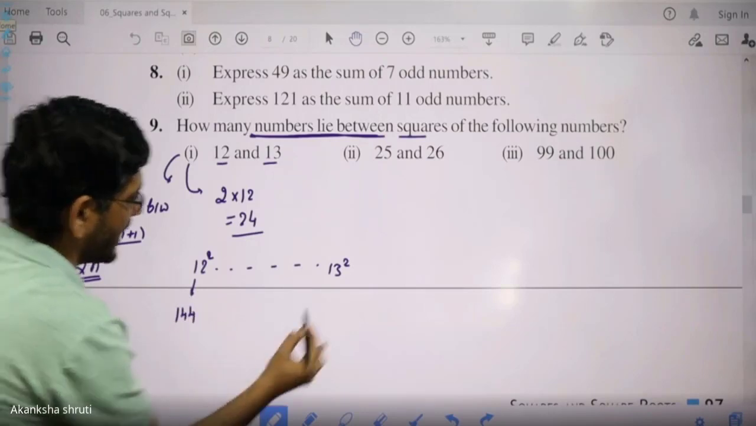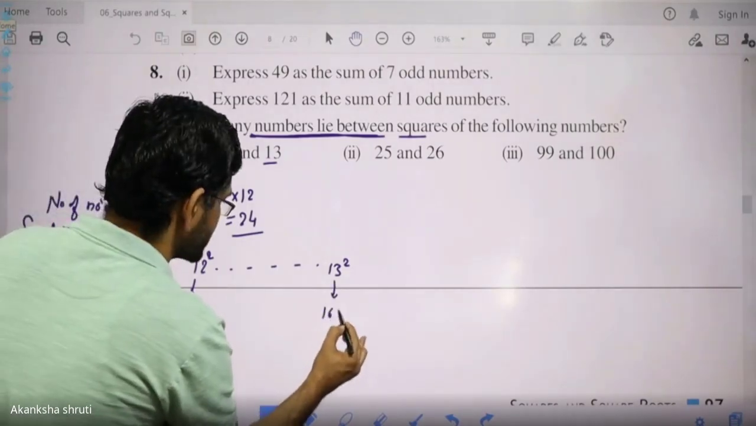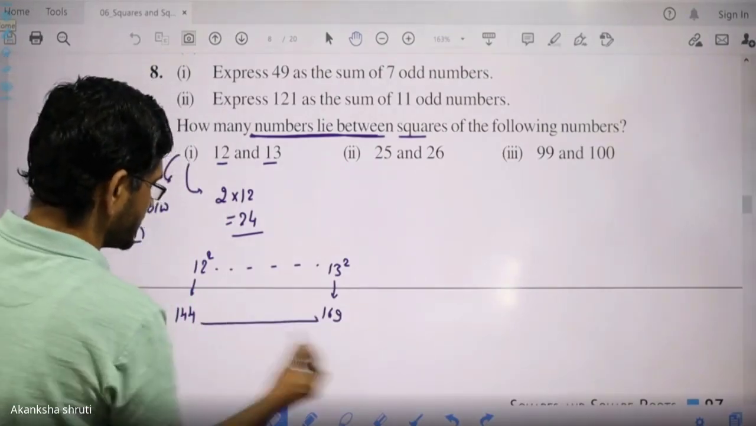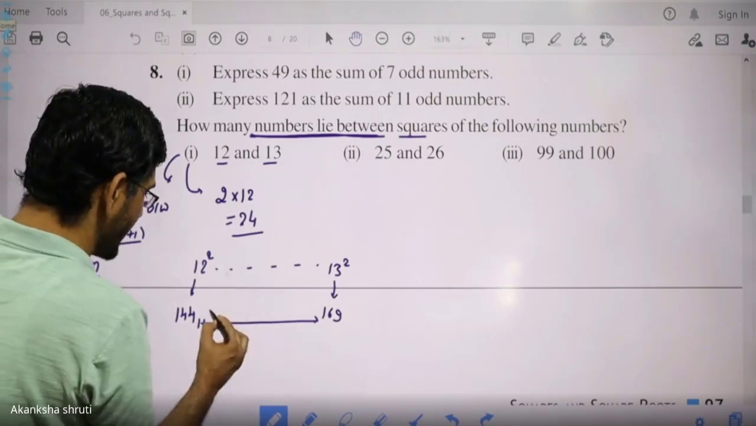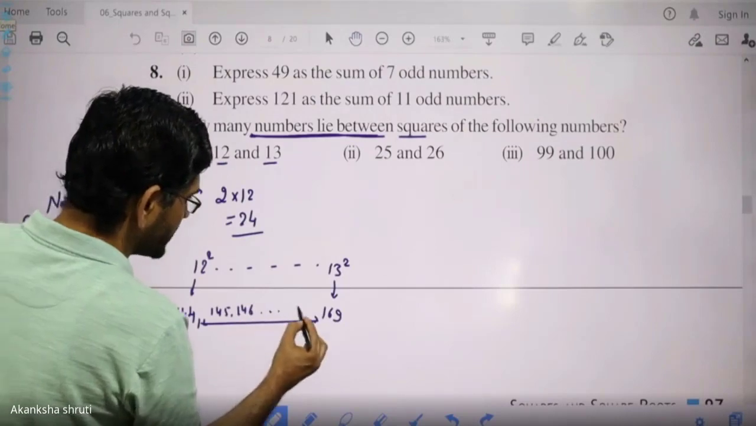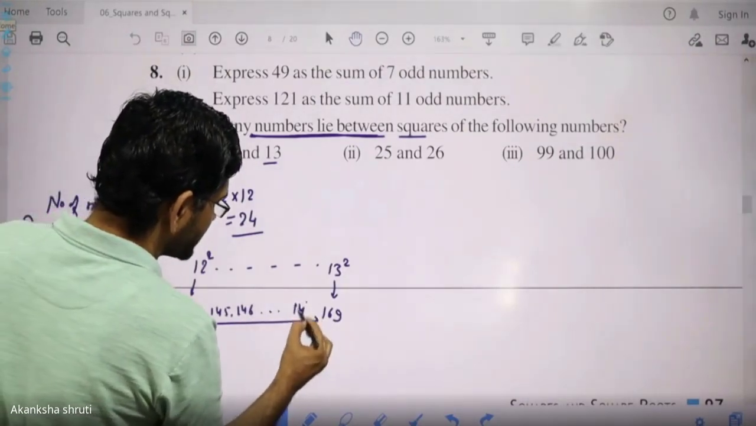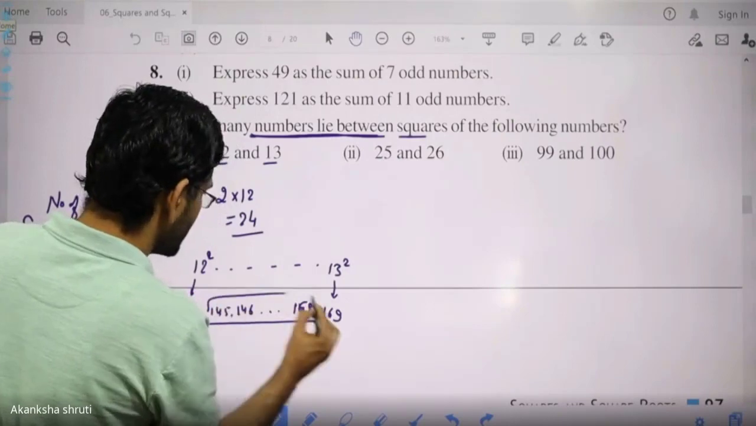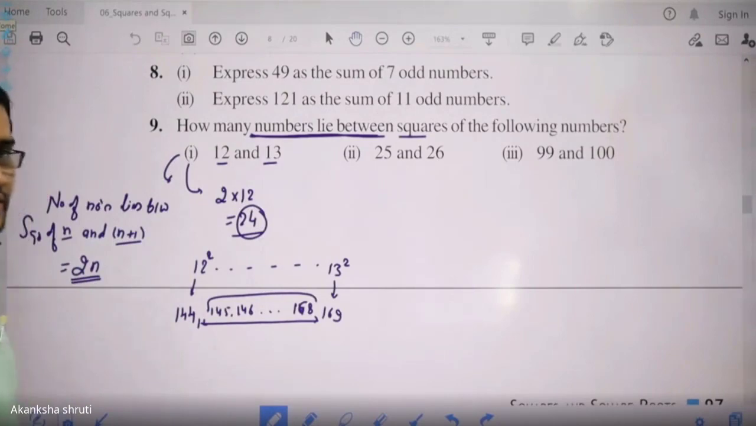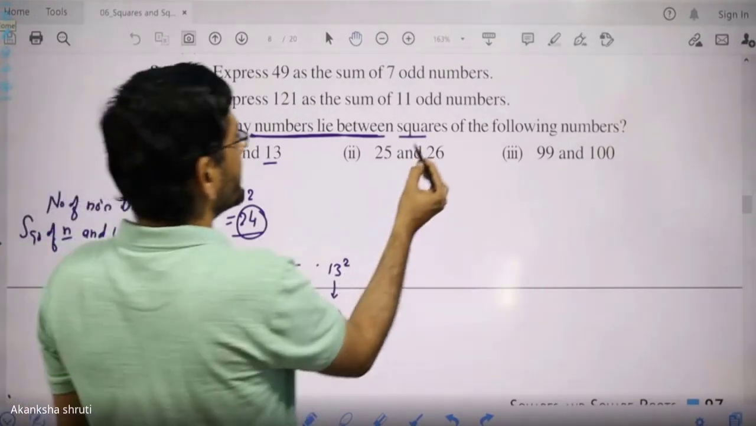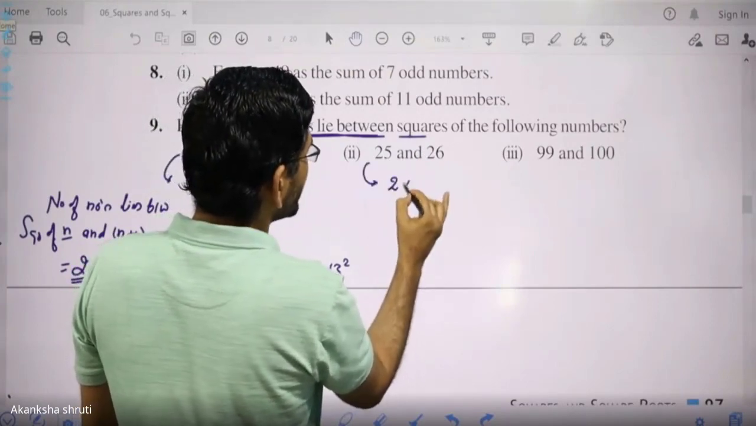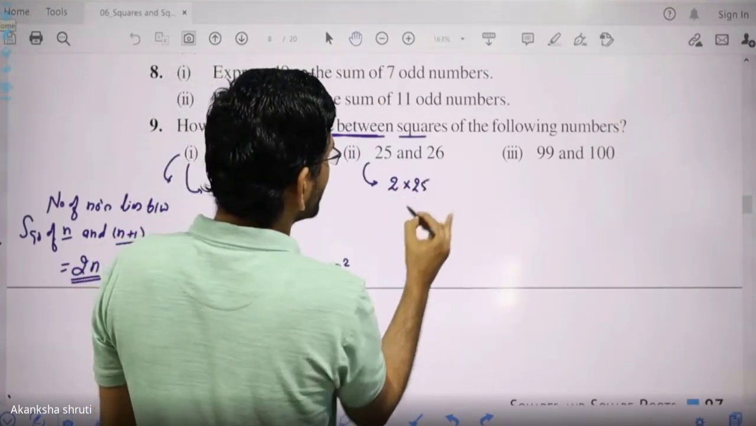144, and it is 169. So next to this, the numbers we have to find are 145, 146, and so on up to 168. Okay. So these are 24 numbers. So easy now. The number of numbers between the squares of these will be 2 into 25. It will be 50.